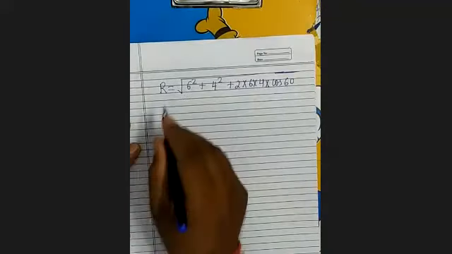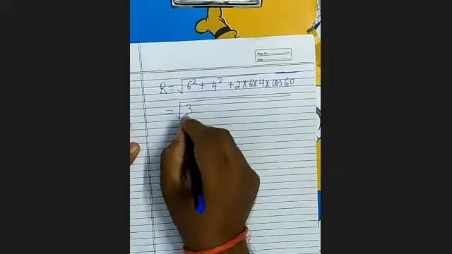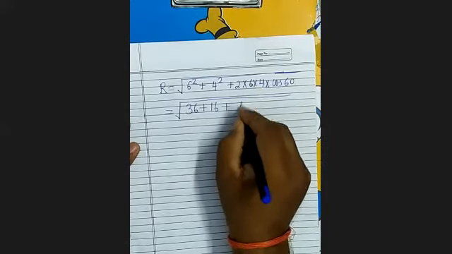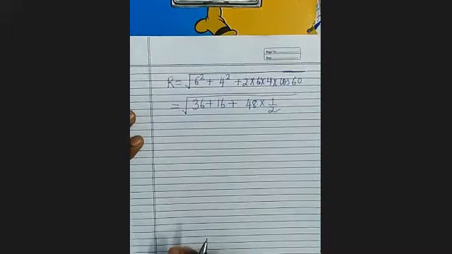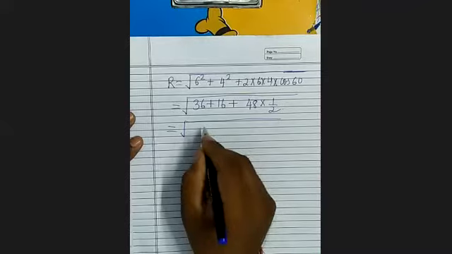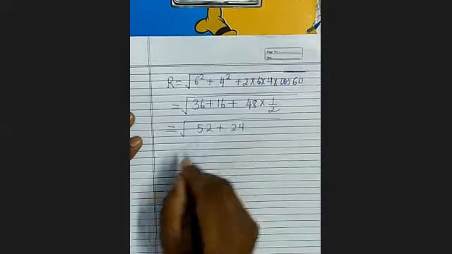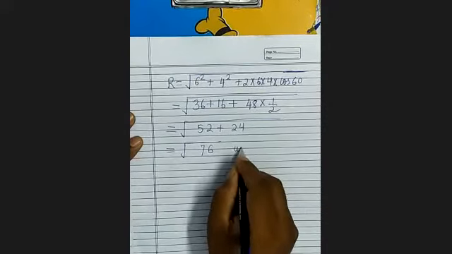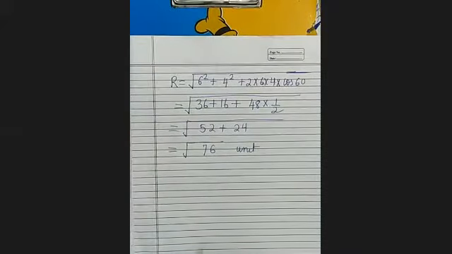So see here, you simplify. 6 square is 36 plus 16 plus 2 times 6 times 4, which is 48, and cos 60 is 1 upon 2. So when you simplify, 52 plus 24, this unit, this will be the magnitude of the resultant vector.